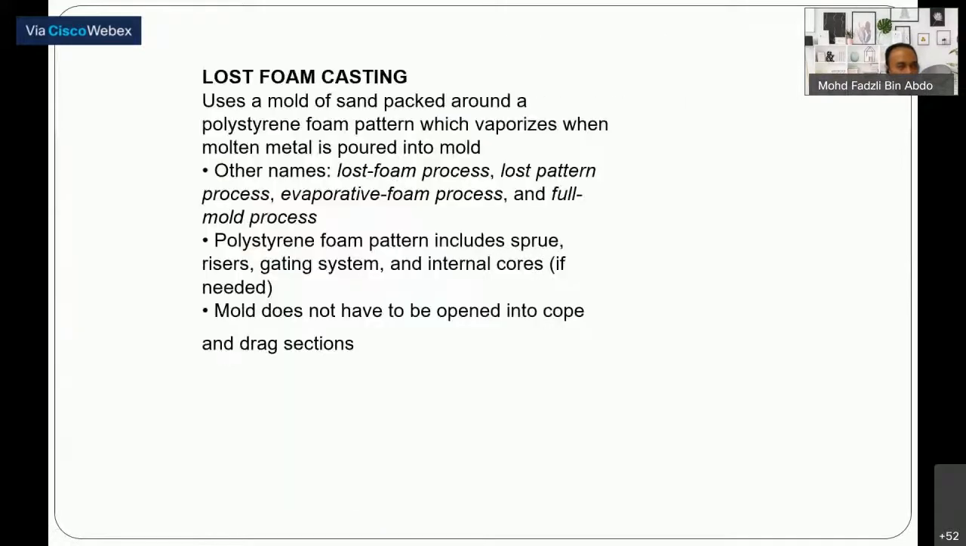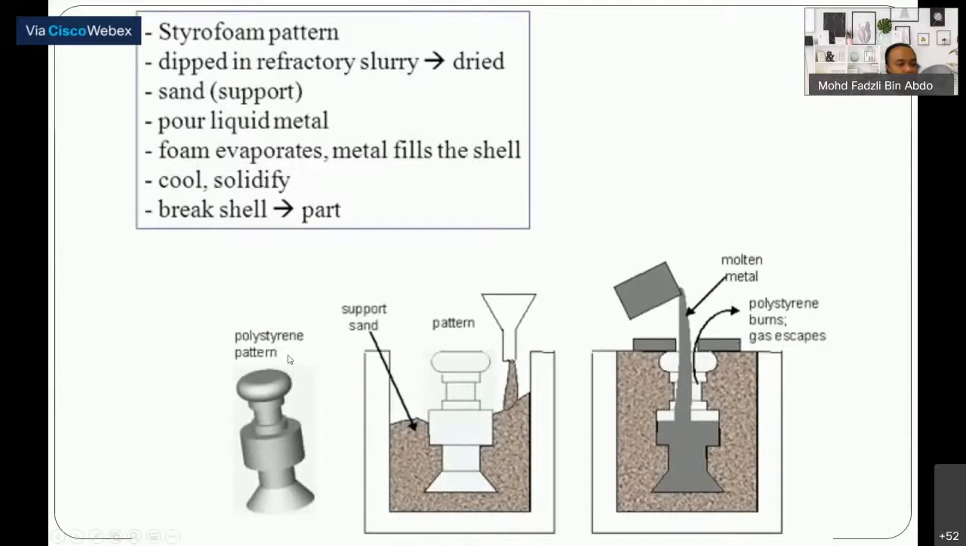Okay, this is a large form casting. Last untuk ni. Cuba kita lihat. Use a mold of sand packed around a polystyrene foam pattern which vaporizes when molten metal is poured into the mold. Okay? And then other names are lost foam process, lost pattern process, evaporative foam process, and full mold process. Polystyrene foam pattern includes the sprue, riser, gating system. Mold does not have to be opened into the cope and drag section. Okay, ni contoh dia lah.